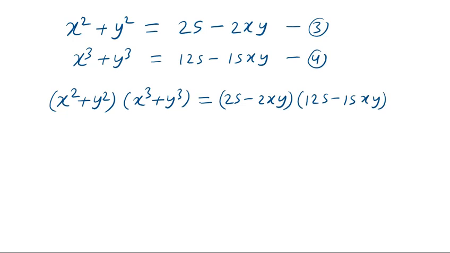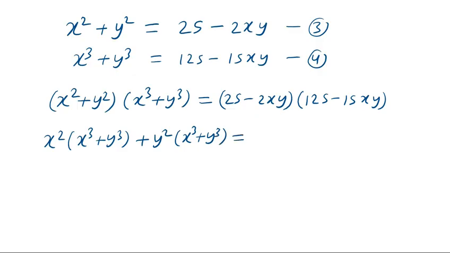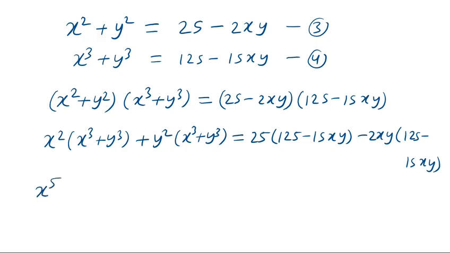Now x^2 is multiplied by (x^3 + y^3), then here x^2(x^3 + y^3) plus y^2 multiplied by (x^3 + y^3), and this is equal to, here 25 multiplied by (125 - 15xy) minus 2xy multiplied by (125 - 15xy).